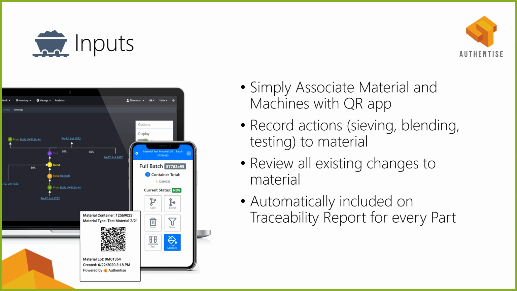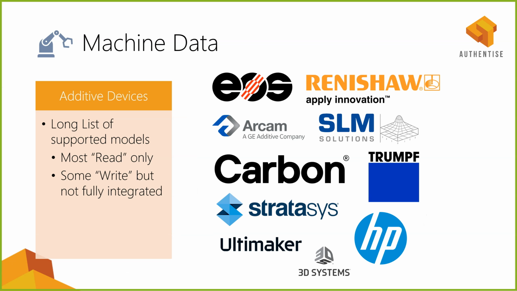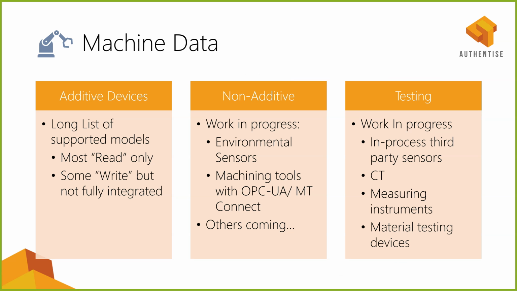And we do that using the handheld QR app, as well as QR labels that are then attached to the material containers. And then obviously the third component of data that is being utilized is the data that comes from devices. Authentise already integrates with more devices and more additive devices than anybody else, and uses that data for a variety of uses, which I touched on earlier. But there are obviously growth opportunities for us as well in terms of non-additive devices that we're working to integrate, and then testing devices, getting CT data, for example, directly into the system as well.